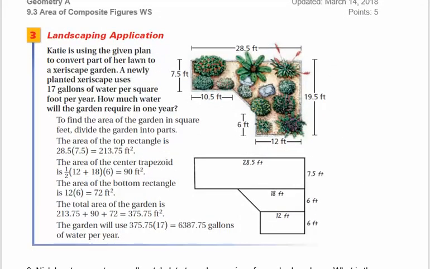All right, let's look at the next section, which is an application problem. This girl, Katie, is making a garden, and it's made up of these 3 figures together. And then there's a little bit extra on there. After you find the area of it, it says that it is going to use 17 gallons of water per square foot. So basically, once you find the area, which they do here, then you would multiply that by 17 to find how many gallons of water it needs.